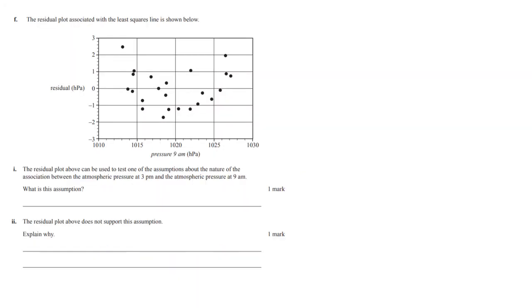Okay, so we've got a residual plot down below here with the least squares line. I'm guessing that's the line they're referring to. It's not that obviously clear. And it's about the assumption you make between atmospheric pressure at 3 PM and atmospheric pressure at 9 AM. What is the assumption? The assumption is it is linear. So the assumption is linear data.